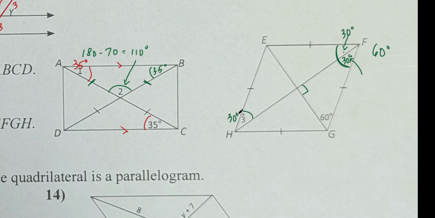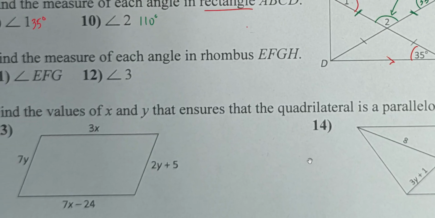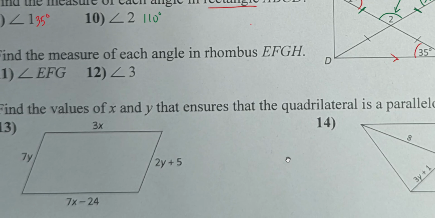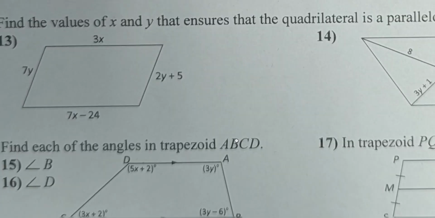All right, everybody got that? Yeah, easy, easy. But you have to know stuff about parallelograms and rhombuses, rhombi, and all that kind of thing. All right, we've got 11 and 12, now 13.